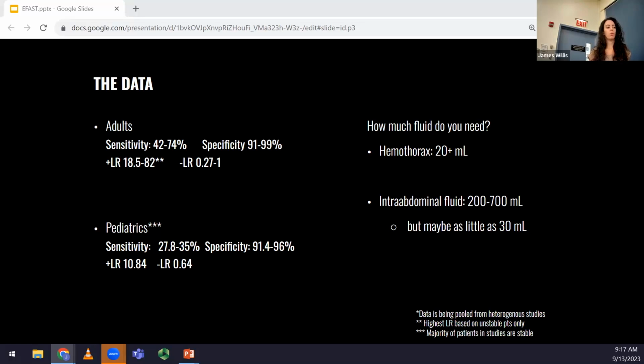For intra-abdominal fluid, the studies that were done on true patients found that probably the lower end of what you detect is around 200 mils, but on some cadaver studies, you theoretically could see anywhere from 30 mils up. But this lends to part of the explanation of why you can have false negative FAST exams for intra-abdominal fluid.